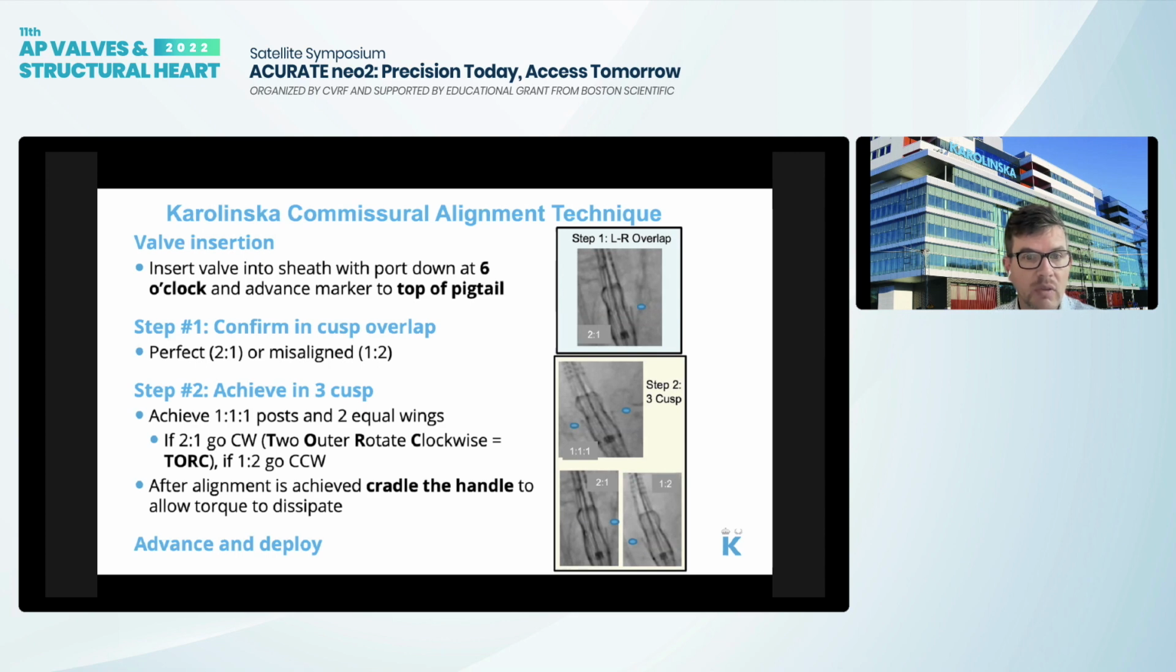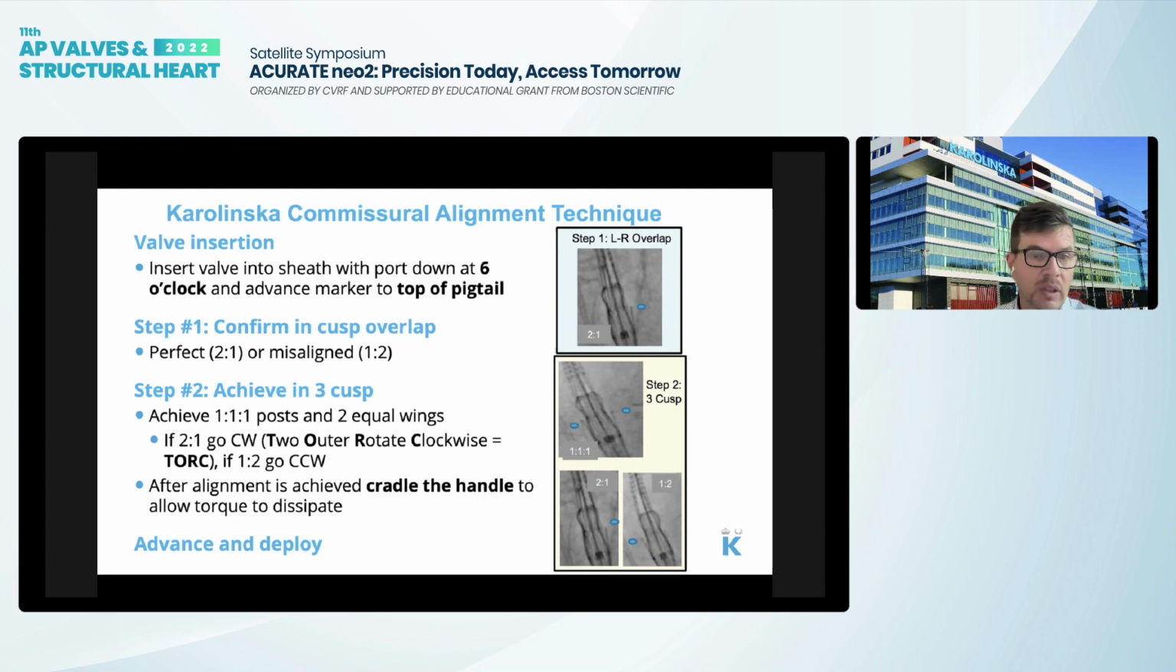And then we try to achieve the 1, 1, 1, which means the equal distance between the posts. And then that also means these wings, which are marked with blue dots in images, should be 1 equal size on either side of the system. And there are also rules on how to rotate. If you start with a 2-1 configuration, you should go clockwise. If you start with a 1-2 configuration, you should go counterclockwise to have the shortest possible distance on rotation to achieve the perfect position in rotation.